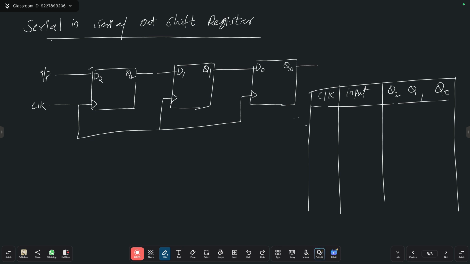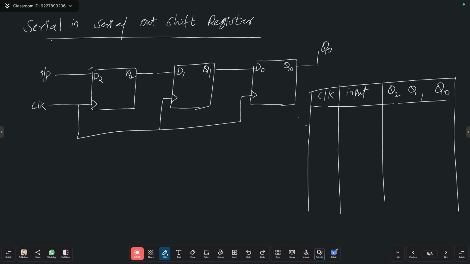So one more register, the last one. Just compare with the previous one. Previously, what we discussed was serial in, parallel out, but here it is serial in, serial out. So you will get the output from only Q0. Serial in, then serial out.